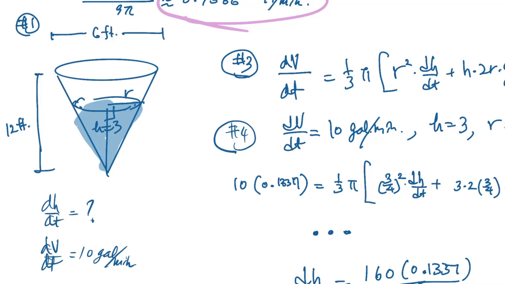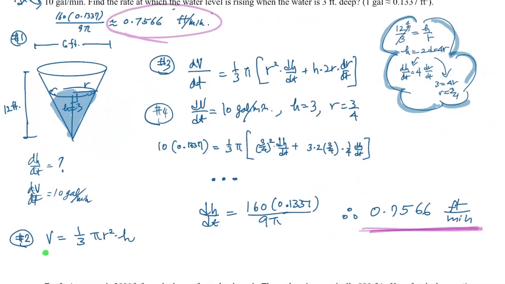Between the two variables. And then we're given that the height is 3 of the water, and that's the radius over here, guys, right? We're looking for the dh dt, but given information is that dV dt, the volume, is increasing at 10 gallons per minute. Step number 2, we need to know the volume versus the radius versus the height. So what do we do afterwards? We differentiate them right here.